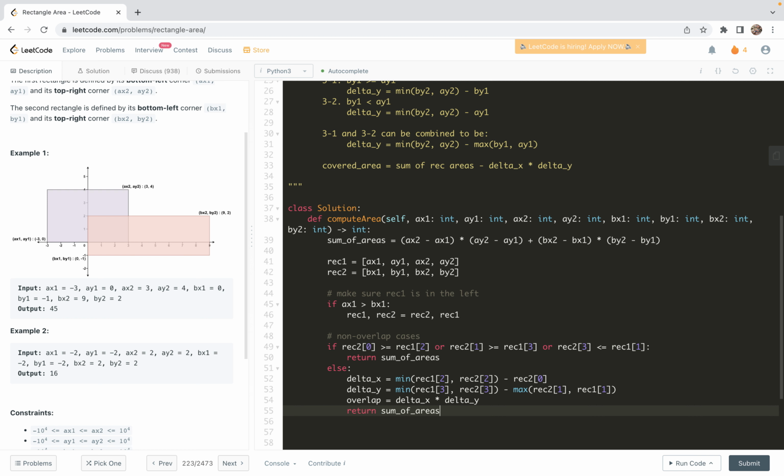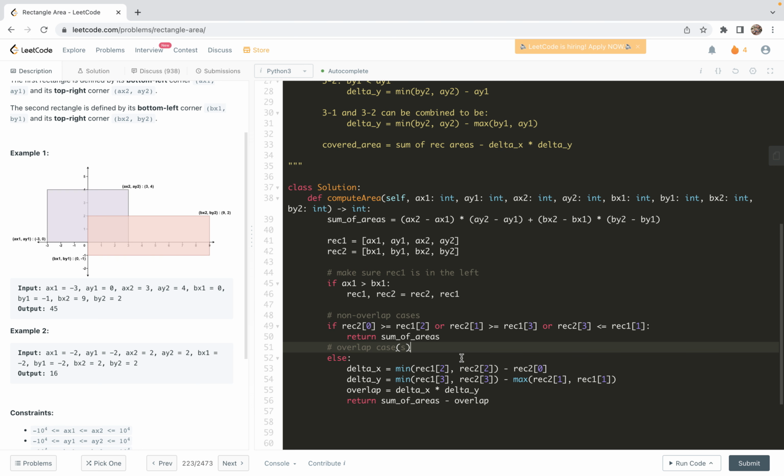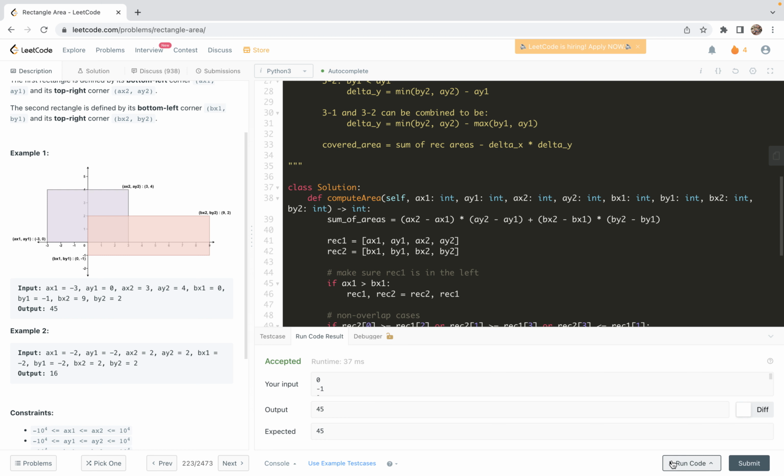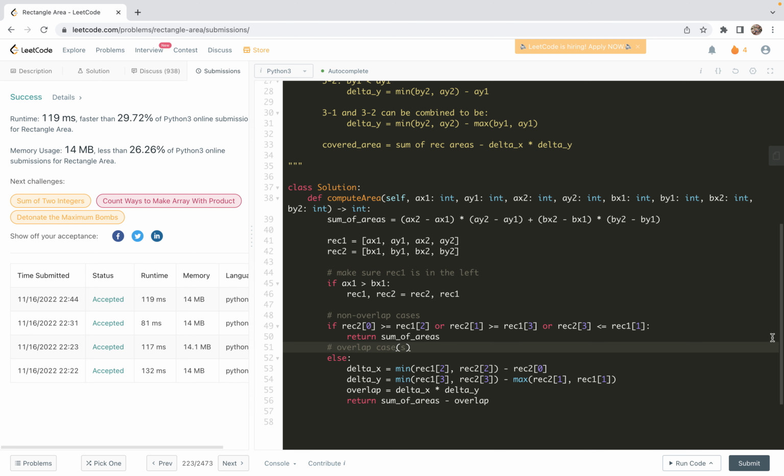We do not actually need to introduce delta x, delta y and overlap, but for clarity we introduce these three intermediate variables. So in this case we can return the sum of areas minus overlap, right? This is the overall problem logic. Let me make a remark here: this is the overlap case, or cases, as you like.